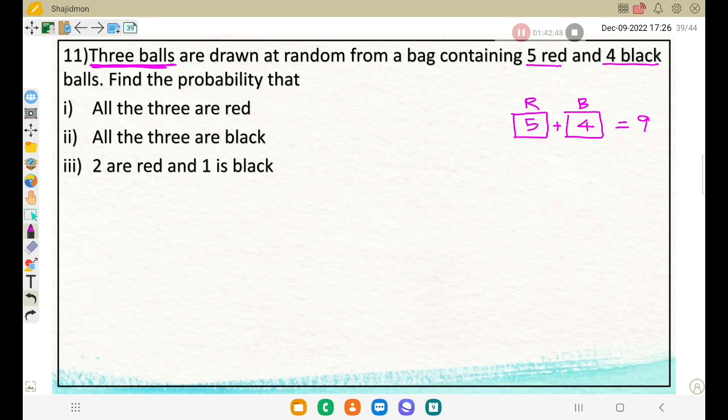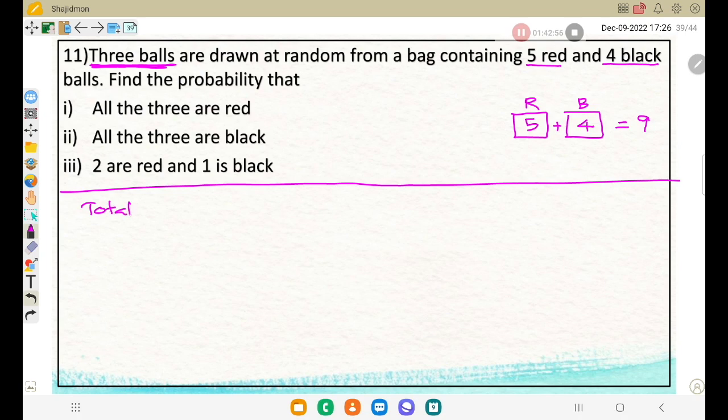Okay, so what is the total number of ways we can select? Total number of elements in sample space, total number of ways 3 balls are chosen equals, 9 total balls.